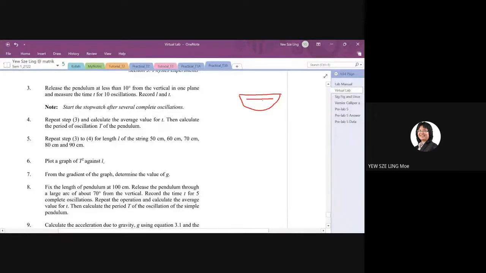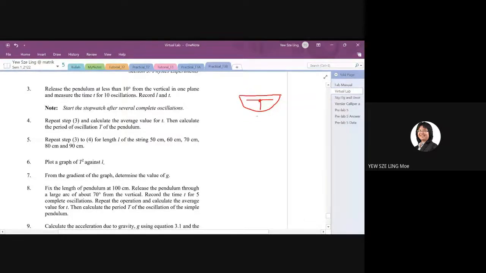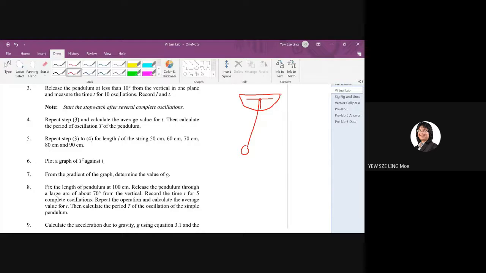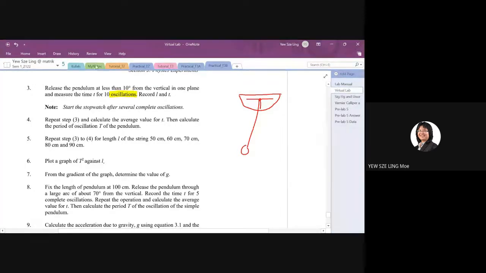So this is a horizontal line, and then 90 degrees, this is the mark. Make sure you release it at a place that is less than 10 degrees. Then record the time for 10 oscillations. Now, what is the meaning of oscillation?